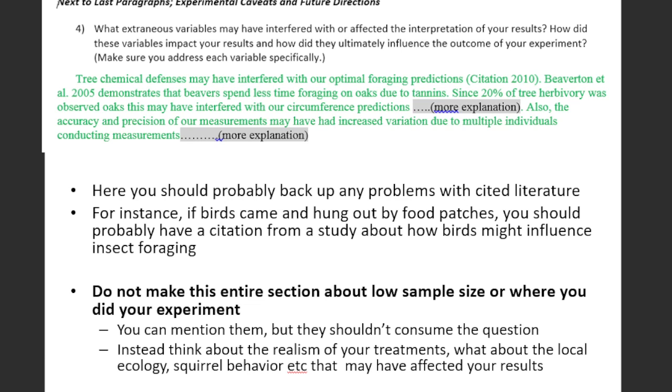So experimental caveats and future directions. Here you should probably go back up to any problem with it, within cited literature. For instance, if birds came and hung out by the food patches, you should probably have a citation from a study about how birds might influence insect foraging. I know that some of you had spiders, some of you had flies, so just see how those might affect ant behavior. Do not make this entire section about low sample size or where you did your experiment. You can mention them, but it shouldn't consume the question.